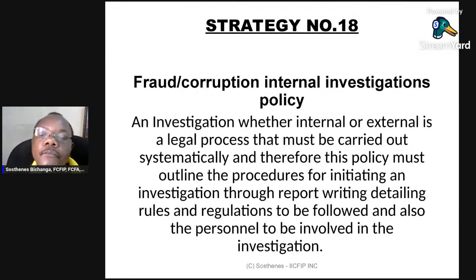Number 6, evidence preservation. The policy should state clearly what steps must be taken to preserve the crime scene and evidence right from the reporting stage. Evidence preservation is discussed in detail later.